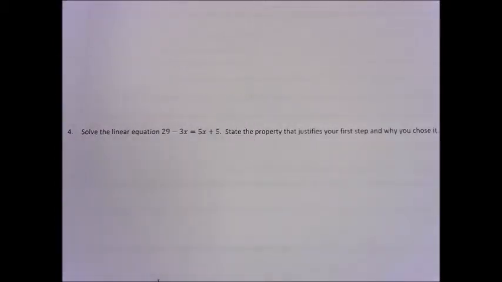Alright, now on your own, we would like for you to take a look at page 11 and do exercise 4 only by yourself. See if you can manipulate the variables, get them on one side of the equation, get that variable by itself, and then solve for that variable. We also need you to state the property that justifies your first step. So remember, there's the addition property, there's the subtraction property, the multiplication, the division, the distributive property. All those kind of properties are what we're looking for. So exercise 4 on page 11. Try that one on your own.